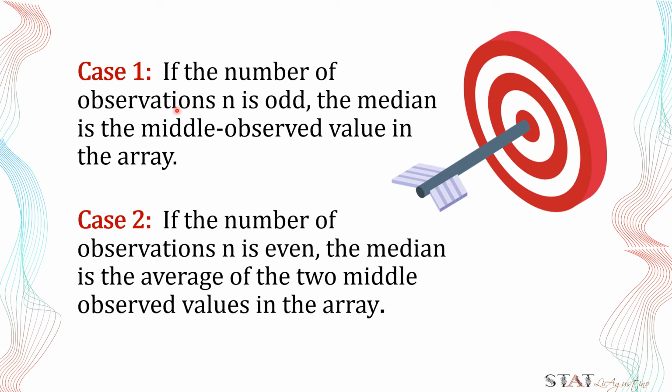So in case 1, if the number of observations n is odd, the median is the middle observed value in the array. Take note that the first step in finding the median, denoted by MD, is to arrange the observations in an array. Then you just have to look for the center or the middle observed value. For case 2, if the number of observations n is even, the median is the average of the two middle observed values in the array.